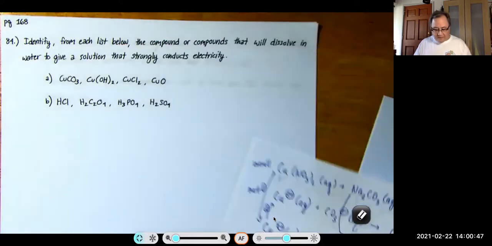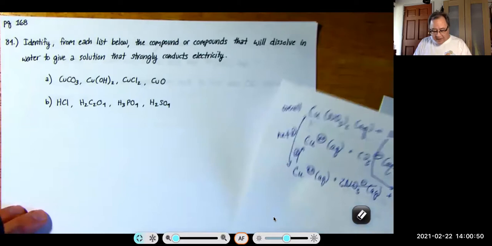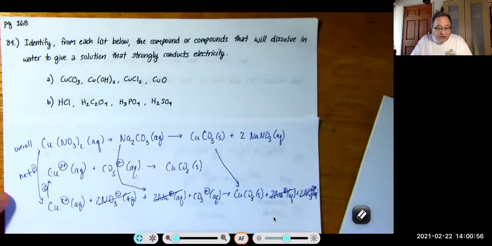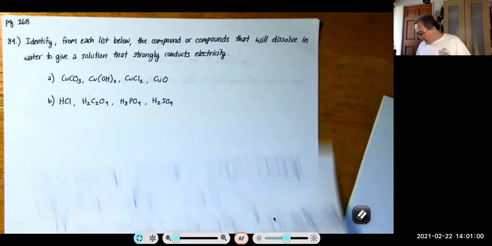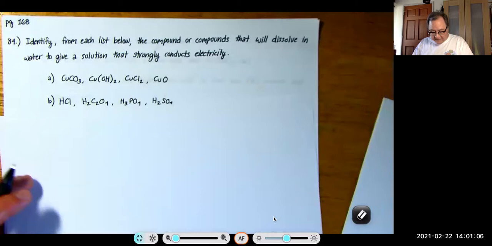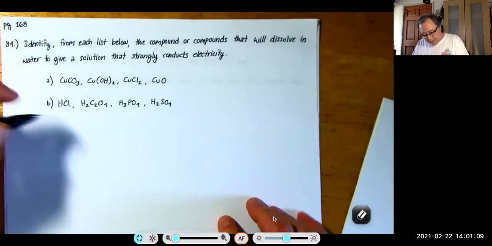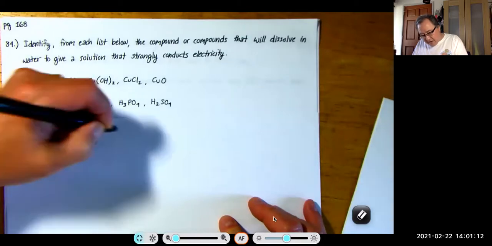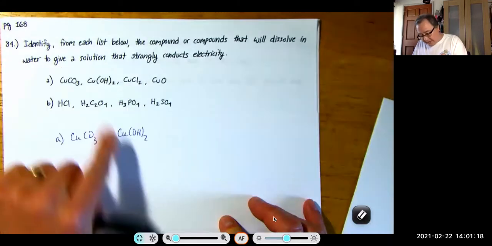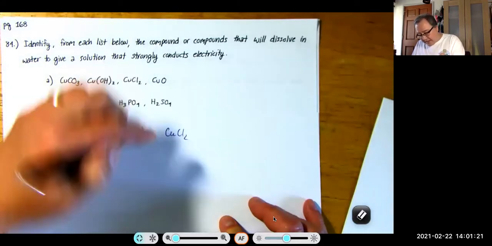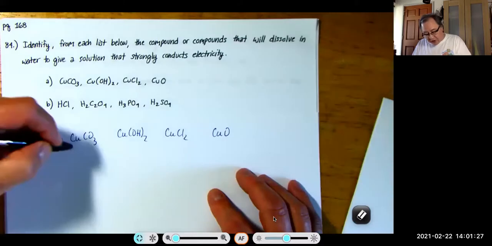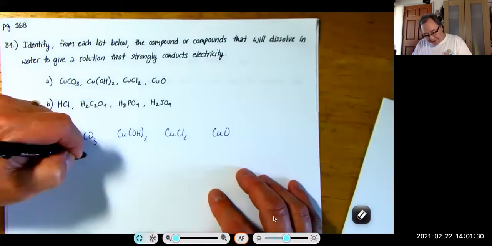Okay. So here they're looking at which ones of these are strong acids, which ones are weak acids, or actually they're looking at which ones are going to dissolve really well and make ions. So here for A, if we look at copper carbonate, this should be called copper 2 carbonate, copper 2 hydroxide, copper 2 chloride, and copper 2 oxide. Which ones will dissolve in water? Well, this one's not soluble in water because of the carbonate.